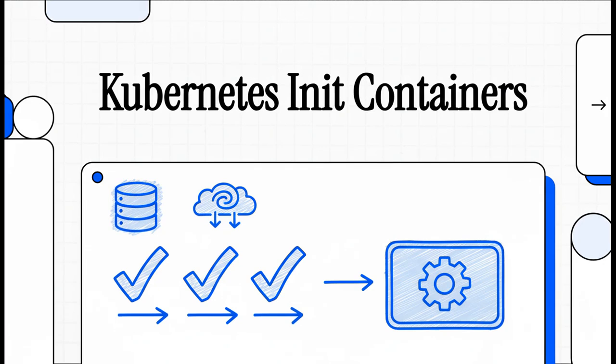All right, let's talk about something that can save you a ton of headaches in Kubernetes. When you're running a complex app, you need certain things to be just right before your main code even starts. You need a database to be up, a config file to be downloaded, maybe some secrets to be in place. So how do you handle all that setup stuff gracefully? Well, that's exactly what Kubernetes init containers are for.